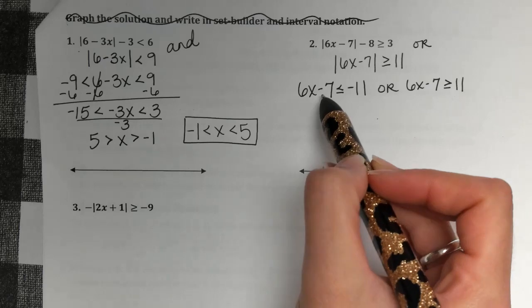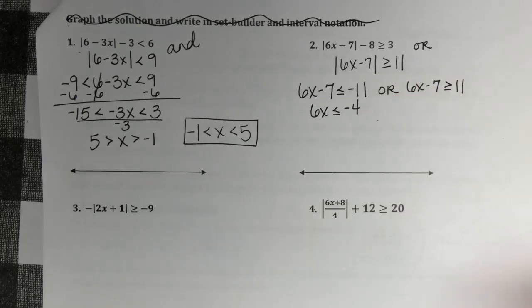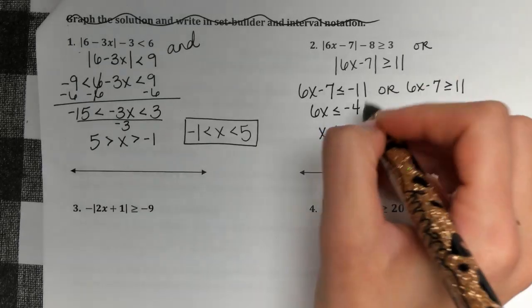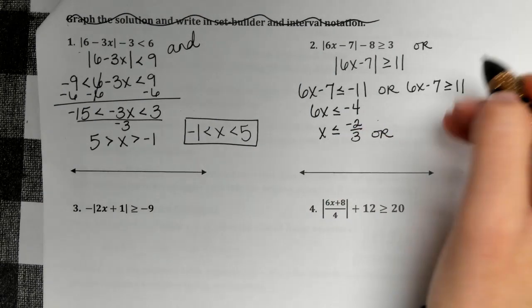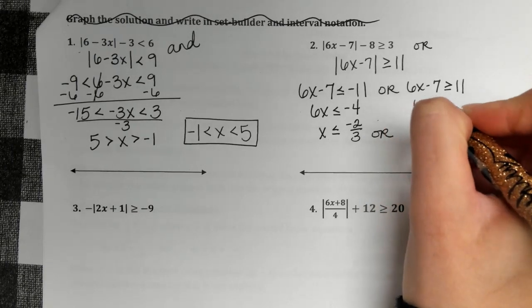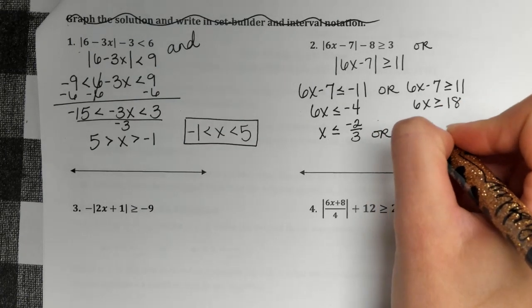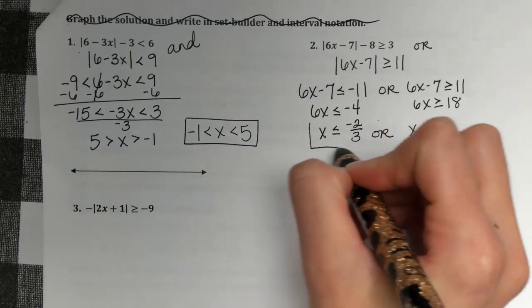Okay. Solve this. I add my 7 and 6x is less than or equal to negative 4. Divide by 6 and x is less than or equal to negative 2/3. So add my 7 and 6x is greater than or equal to 18. Divide by 6 and x is greater than or equal to 3. Is that good? Are my symbols in the right direction? Yes, my smaller number's on the left, so I am good.